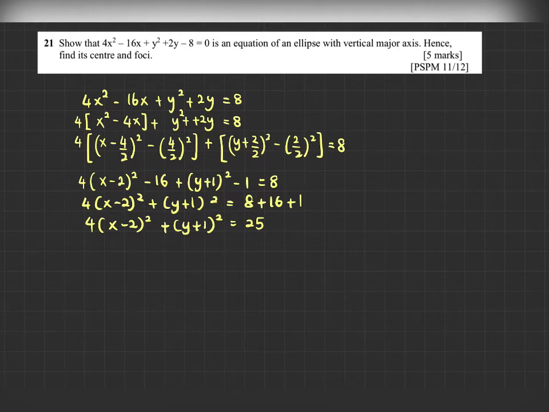Okay. Now, kita kena make sure yang belah kanan ini mestilah 1. So, we are going to divide the whole equation here with 25. Okay. So, 4 per 25. So, kita ada 4 times x minus 2 square over 25 plus y plus 1 square over 25 equals to 1.